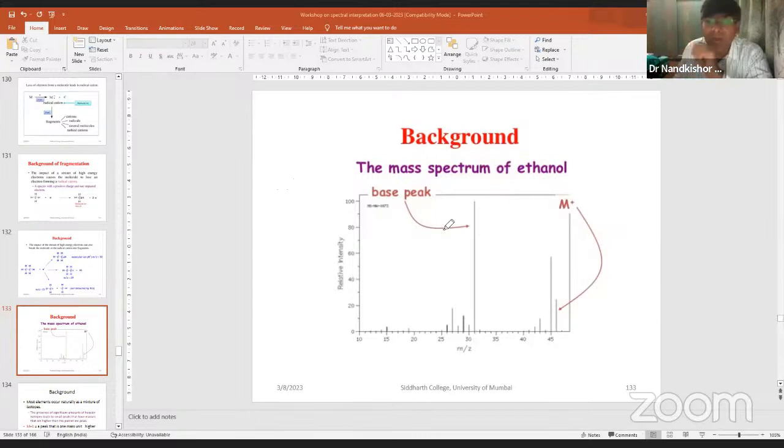Suppose we have ethanol. The oxonium is considered to be a cation here, that is CH2=OH+. This will be the peak for this, and this peak is considered to be the base peak. That means this is a more stable peak. So the most stable peak in the mass spectrum will have 100% intensity. That means it is the tallest peak in the mass spectrum, and that is what we call the base peak.